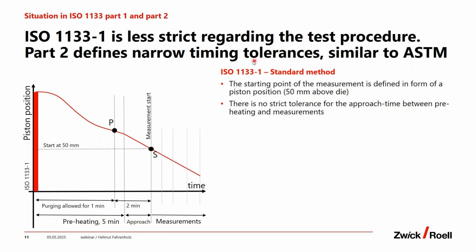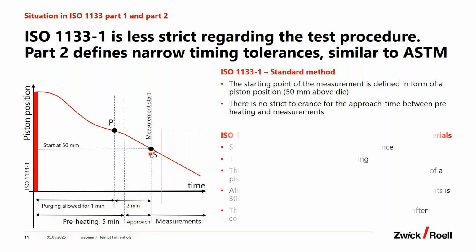So it means when we apply ISO 1133 part 1, the time between the end of 5 minutes and the approach time can be a quite big variable. It depends on what is the flow of your material and how much material you filled into the barrel. So if you have a low flow material and you fill up the barrel very, very high, then this approach time can become very long. And for some polymers it is no problem at all. But if you have time-dependent polymers, then this can become a problem.